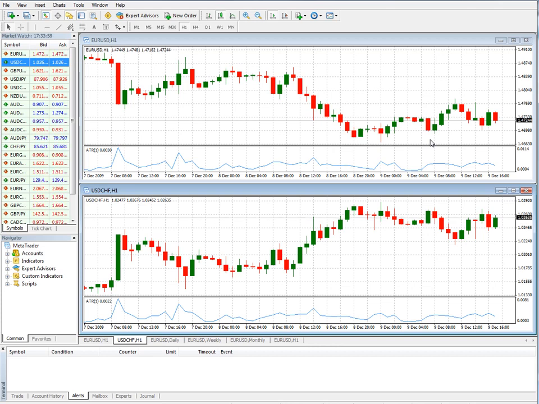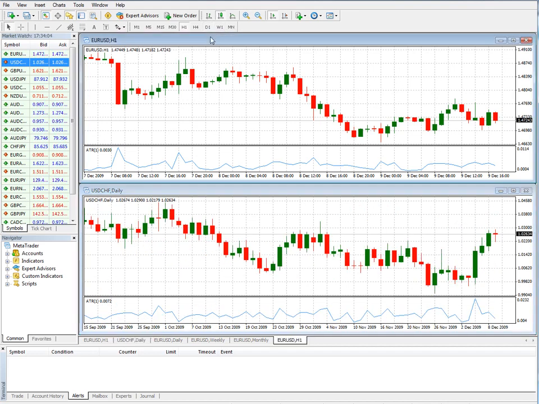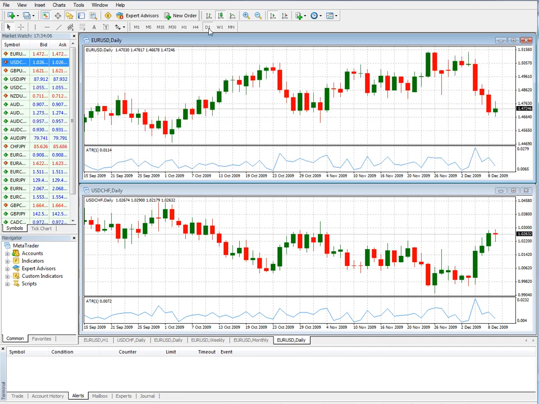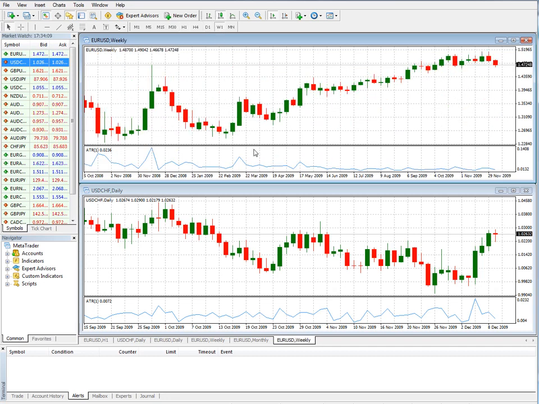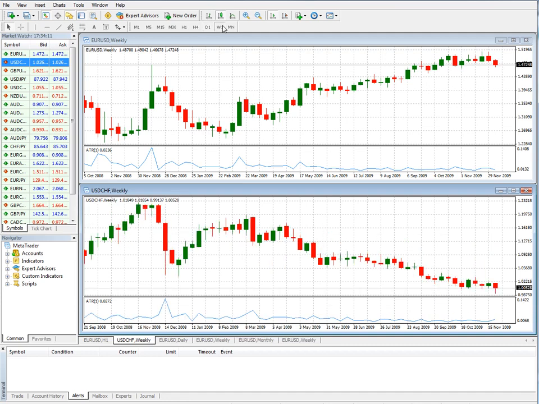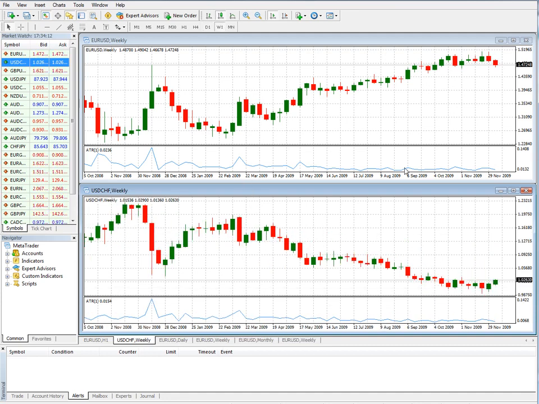But as you can see here, if we took this and let's go up to daily on that one, let's go to daily on this one, go to weekly on this one, go to weekly on that one. You see that? In every time frame, basically, it is a mirror reflection. So why is this important, you're asking? Why are you showing this?